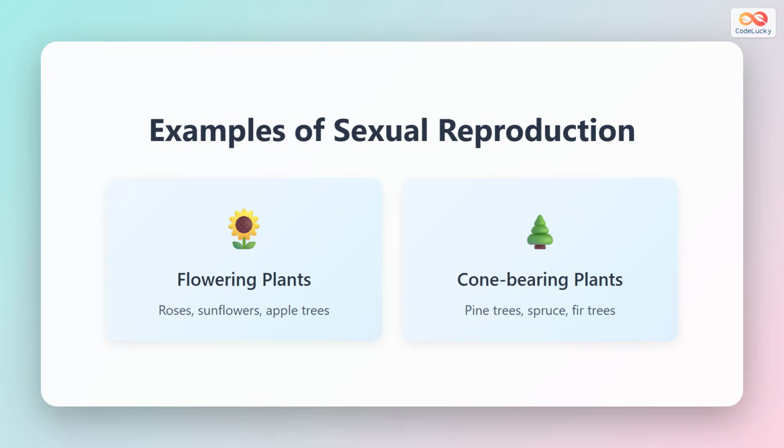Many plants around us reproduce sexually. Flowering plants like roses, sunflowers, and apple trees are common examples. These plants produce colorful flowers that attract pollinators and eventually form fruits with seeds. Cone-bearing plants, also called conifers, such as pine trees, spruce, and fir trees, also reproduce sexually. Instead of flowers, they produce cones that contain seeds. Both groups rely on sexual reproduction to create diverse offspring.